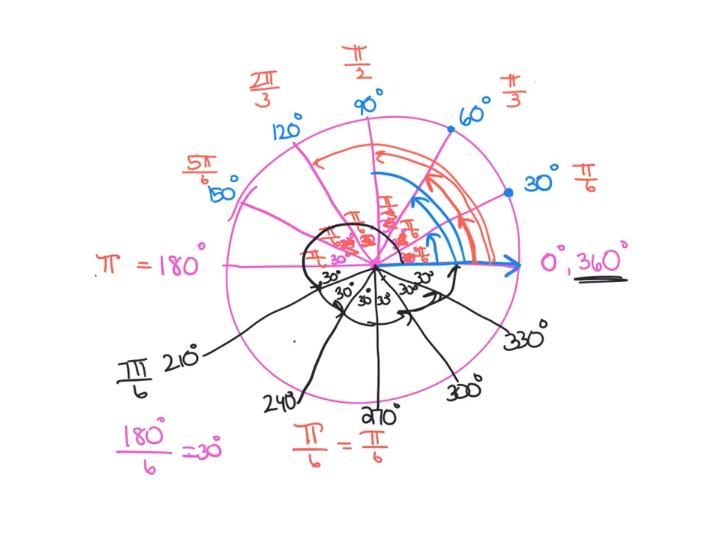Plus another pi over 6, you get 8 pi over 6. Plus another, you get 9 pi over 6. Plus another, you get 10 pi over 6. Plus another, you get 11 pi over 6. Plus another one, you get 12 pi over 6.